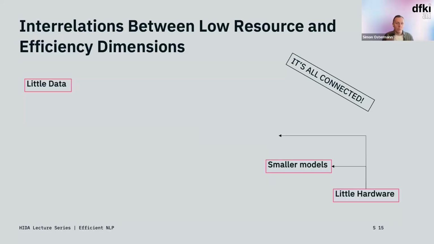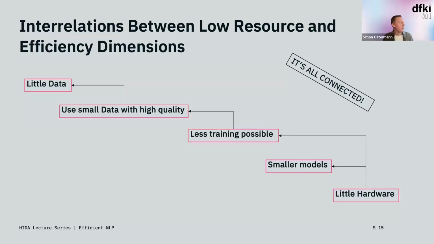If I have only small hardware, I can only use small models. And I can just train less because my hardware might not be as fast, right? If I can't train as much, that means I need as little data as possible with the highest quality as possible, which means I need small data, right? Also, smaller models have a lower capacity, which also typically means that it is more favorable to have less data with a better quality to train them. So we also have connections in the other direction.